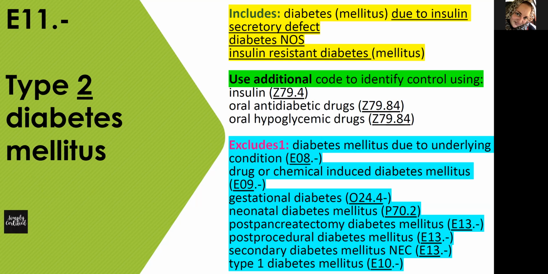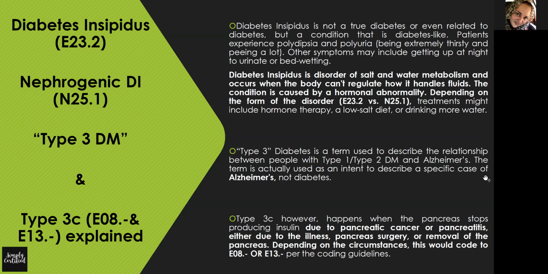Type 2 diabetes. This includes diabetes due to insulin secretory defect. So if you have a defect in the way you secrete insulin, it's type 2. Diabetes not otherwise specified. Diabetes unspecified. This is your default code. Remember the guidelines yelled it at us. And insulin resistant diabetes. Don't forget to code your control with your insulin and your other drugs. And of course, do not ever code type 2 diabetes with any other type. They don't play well together. They can't be in the same room alone.